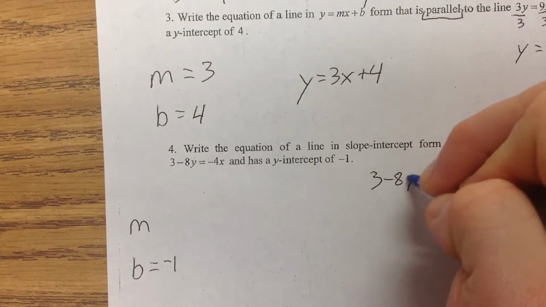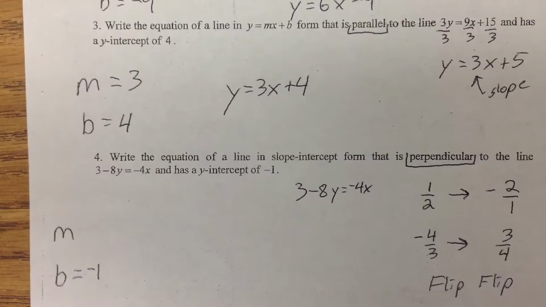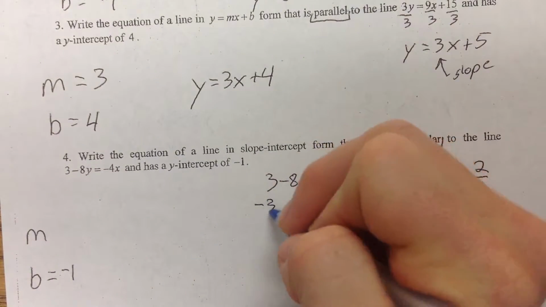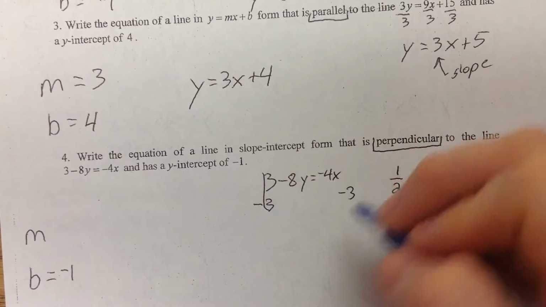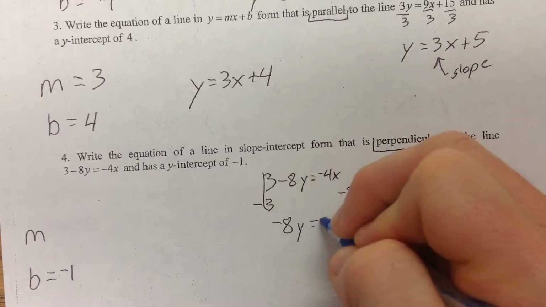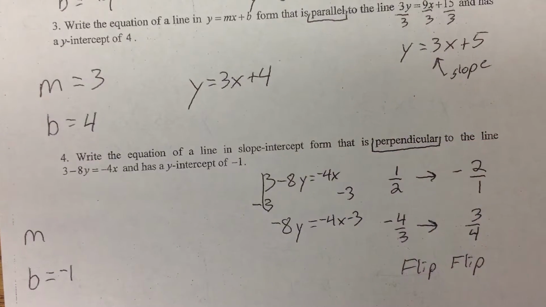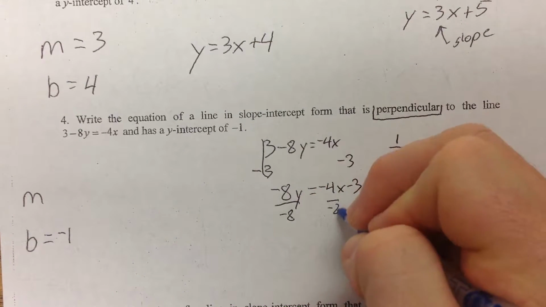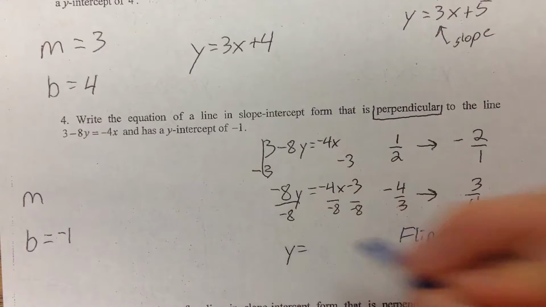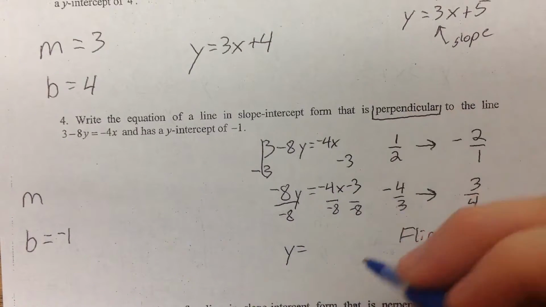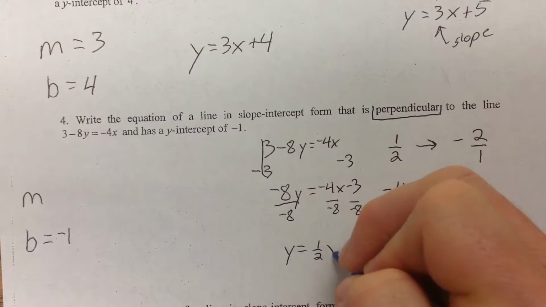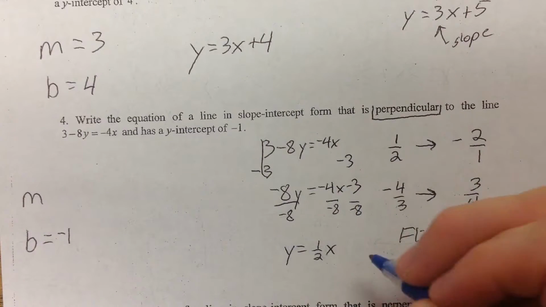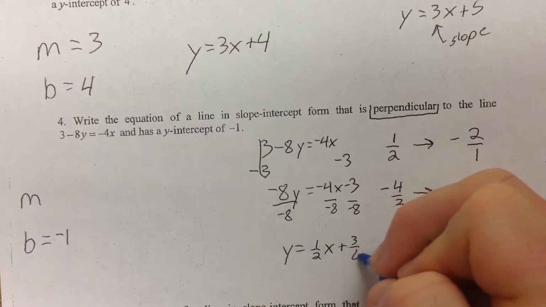So let's rewrite this over here. Okay, I'm getting the y by itself, which means I need to get rid of this 3 here, and I need to get rid of this negative 8. So I'm going to subtract 3 from both sides. Those will cancel out. Negative 8y equals negative 4x minus 3. Now I need to get rid of this negative 8, so I'm going to divide by negative 8, divide by negative 8, divide by negative 8. Y equals, here I have a negative divided by a negative, so that's actually going to become a positive 1/2 x. Here I have a negative divided by a negative, so that's going to become positive 3/8.